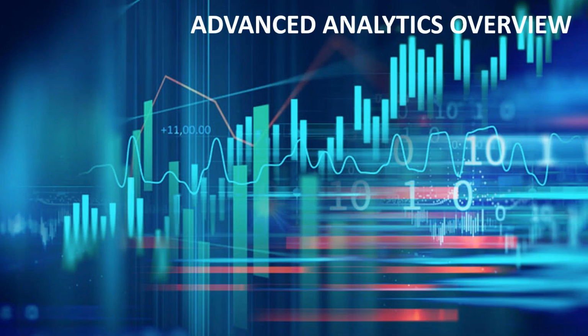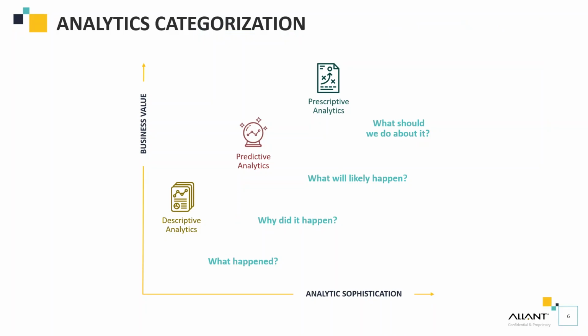Next, let's move on to an overview of advanced analytics. In this section, I'll also give you a quick preview of all the topics that we're going to cover today. We talk about analytics in 3 basic categories. You can see on the up and down y-axis there that the value to the business increases with the increase in analytic sophistication, as you can see there on the x-axis.